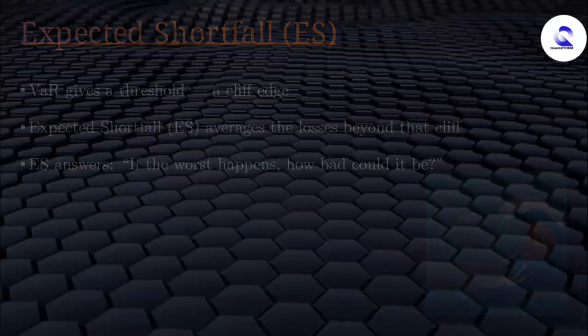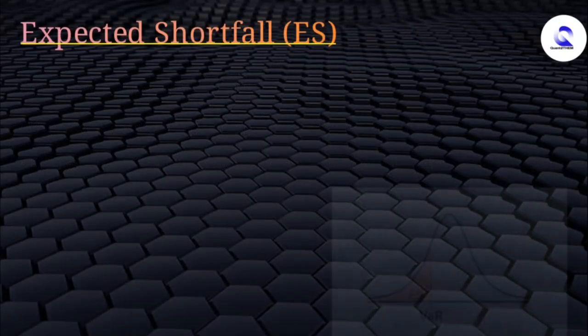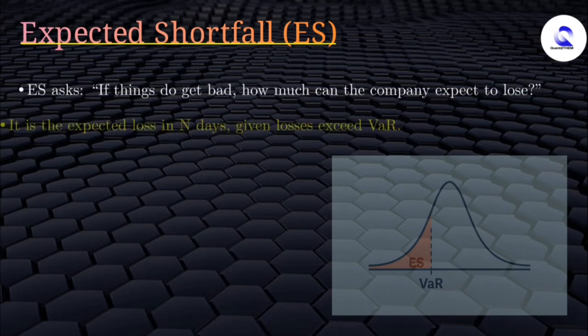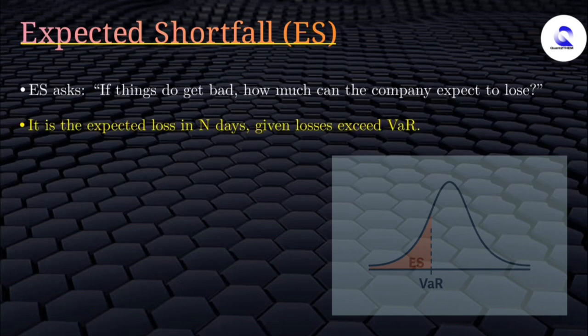Let's go a bit deeper into what expected shortfall really means. It answers the question: if things do get bad, how much can the company expect to lose? Mathematically, it is the average loss over N days, but only in the worst case scenario. Specifically, when losses exceed the VAR. So, while VAR stops at the threshold, ES looks beyond, giving us insight into the depths of extreme risk. That is why regulators and financial institutions often prefer ES. It gives a clear picture of the tail risk.